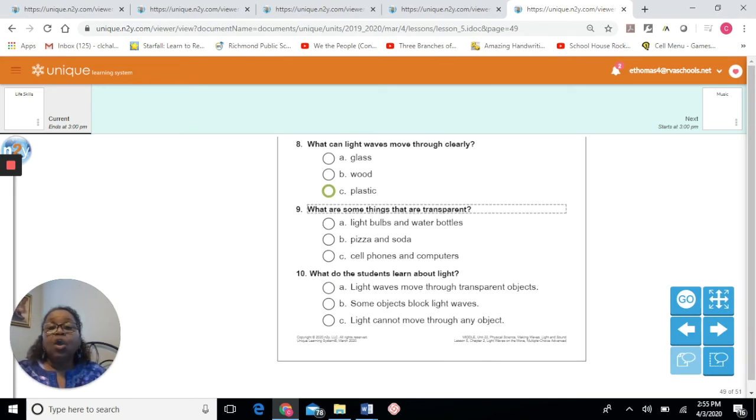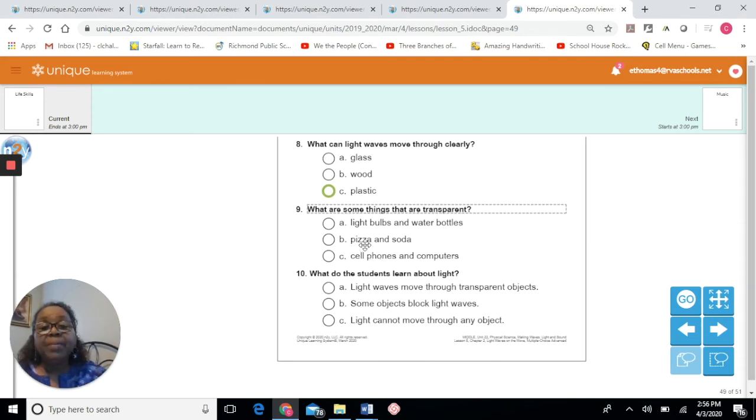Number 9. What are some things that are transparent? So now we have to remember what transparent means. Transparent means, you're right, you can see through it. Excellent. What are some things that are transparent? A, light bulbs and water bottles. B, pizza and soda. C, cell phones and computers. Well, we know that cell phones and computers, you cannot see through them. They are not transparent. We would slash and trash that one.